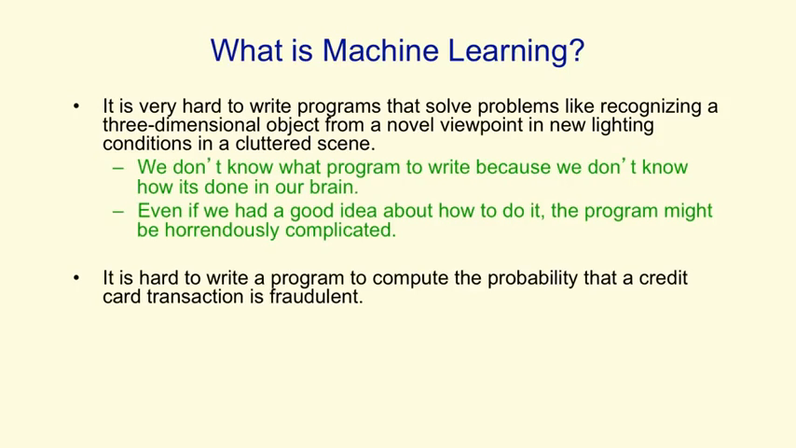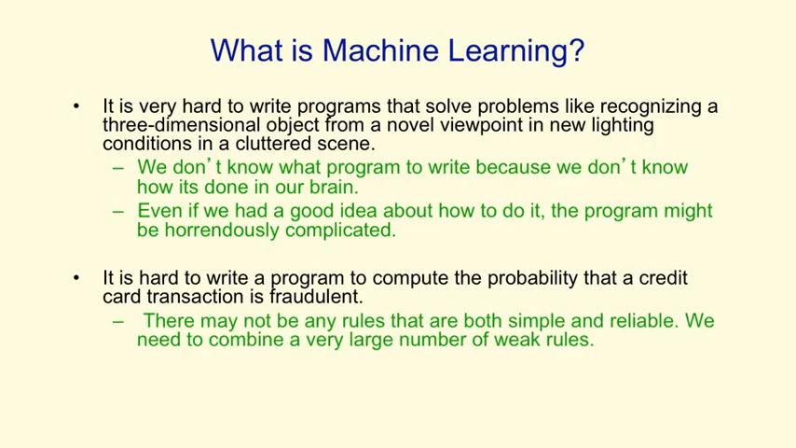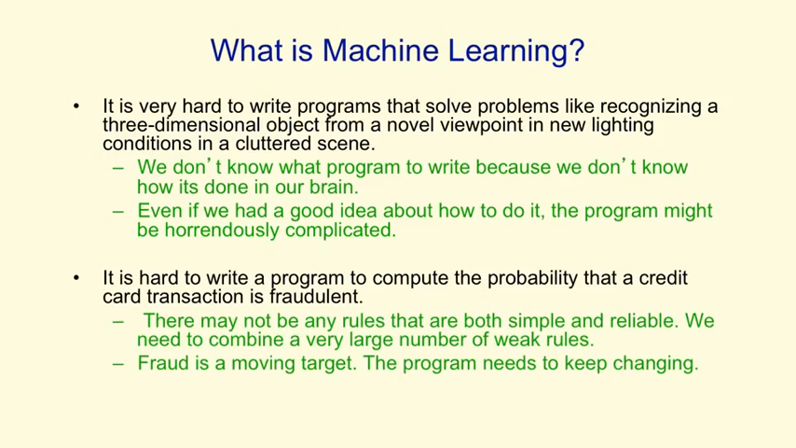Another example is detecting a fraudulent credit card transaction, where there may not be any nice simple rules that will tell you it's fraudulent. You really need to combine a very large number of not very reliable rules. And also, those rules change over time because people change the tricks they use for fraud. So we need a complicated program that combines unreliable rules and that we can change easily.